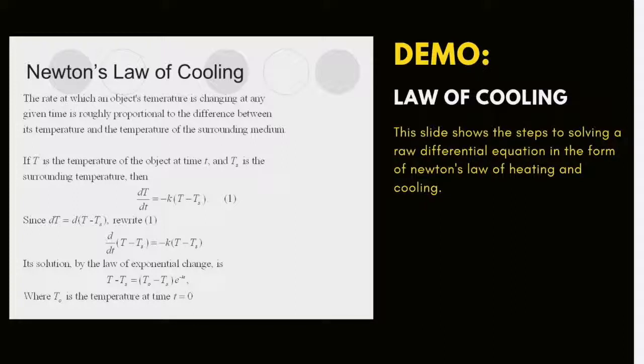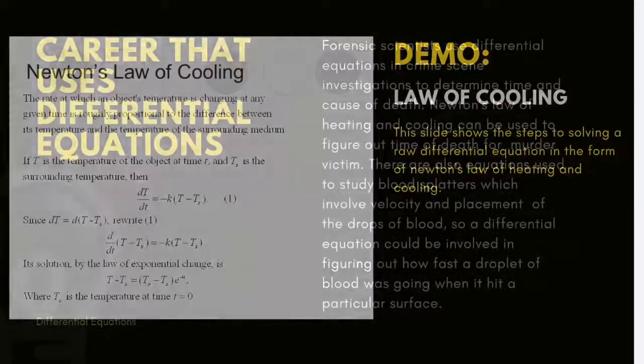And since you know that the derivative of the temperature is equal to the derivative of the temperature minus the surrounding temperature, it can be rewritten as you see here, and the solution is the temperature minus the surrounding temperature is equal to the temperature at time 0, which I assume would be just a normal human body temperature, minus the temperature of the surrounding, times e to the negative k times t. And you're solving for time, so how long has this person been dead?